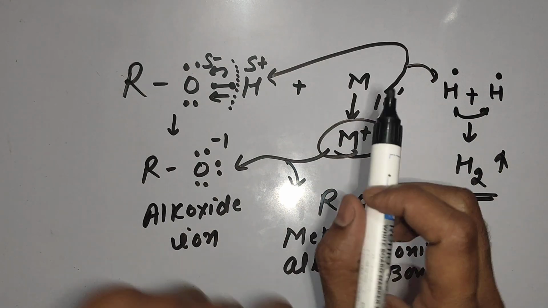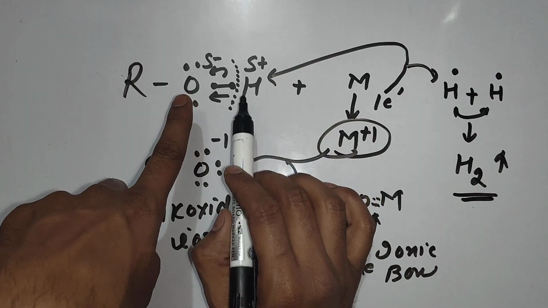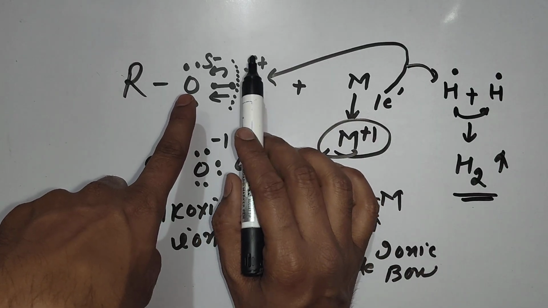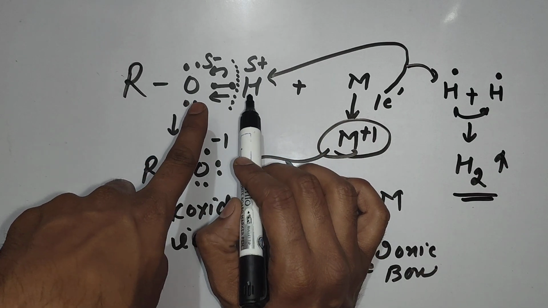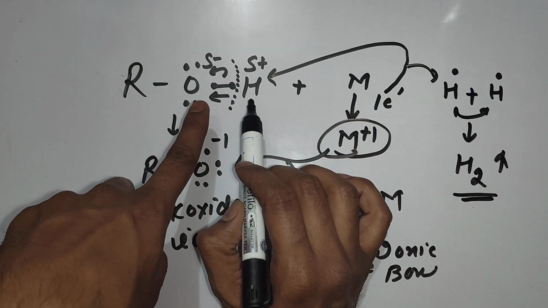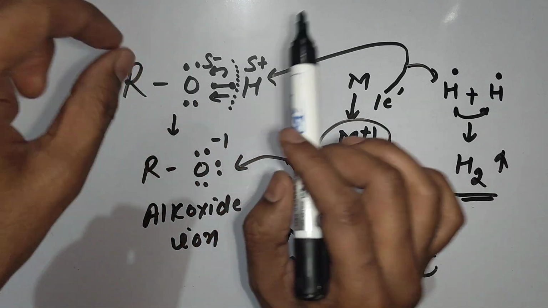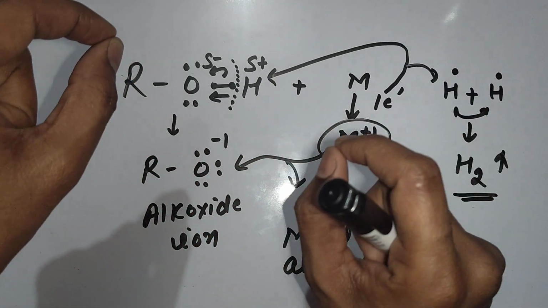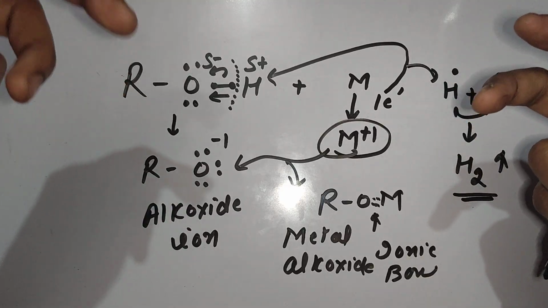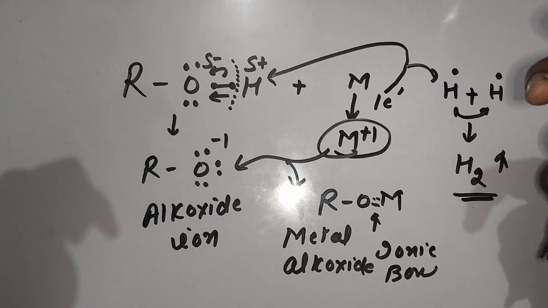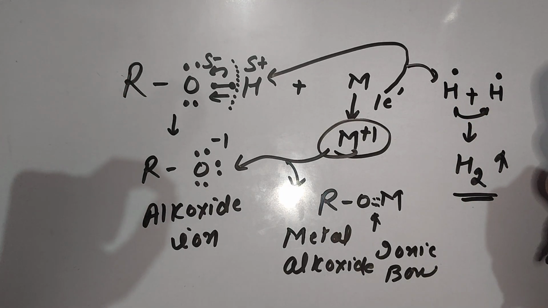Now you can check here, hydrogen is working as a positive particle, means acidic hydrogen. So that's why in these reactions alcohol is also showing acidic behavior. So this reaction is coming under the category of those in which alcohol is showing acidic behavior.